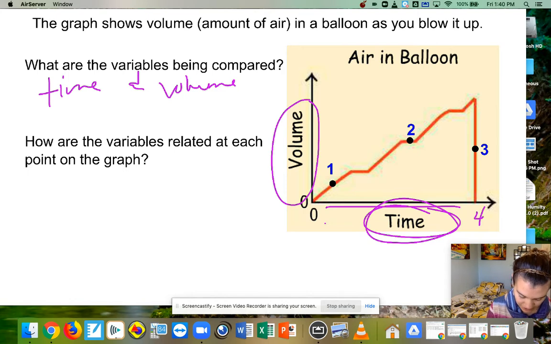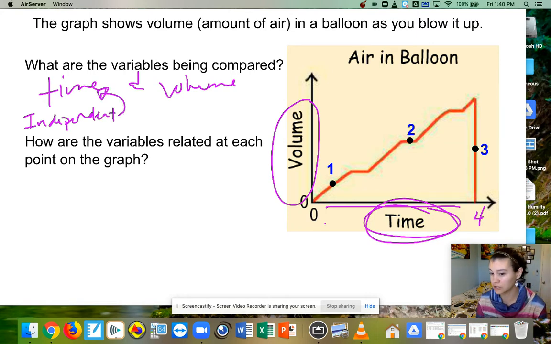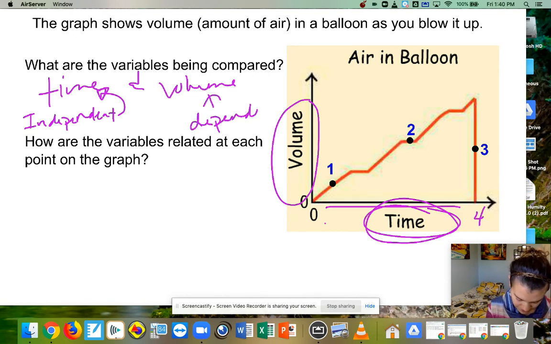Time is going to be your independent variable because time doesn't depend on anything else. Like seconds just keep going by, time just keeps going on. And then volume is your dependent variable because as time increases, your volume would then go up or stay the same or do something different.